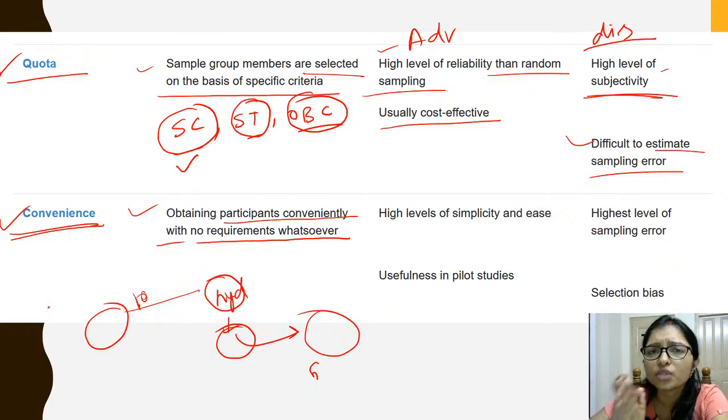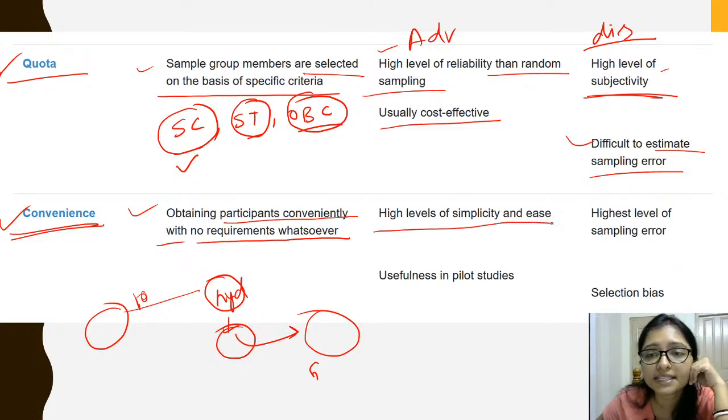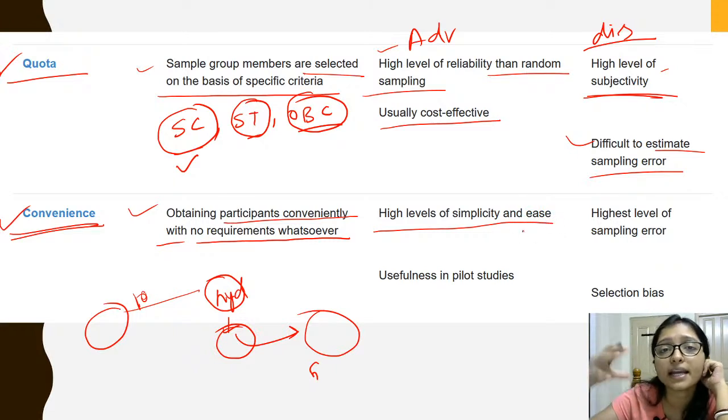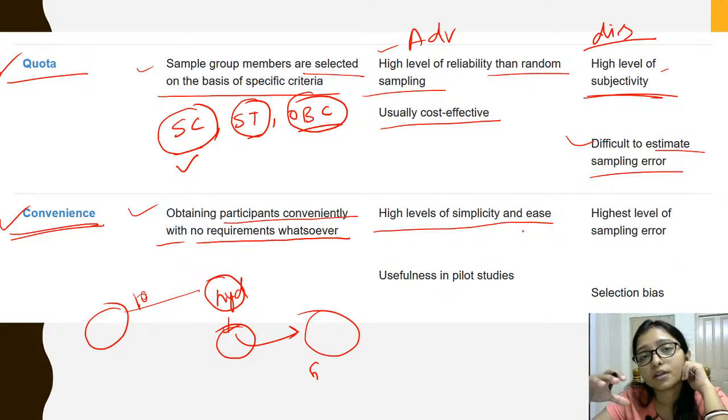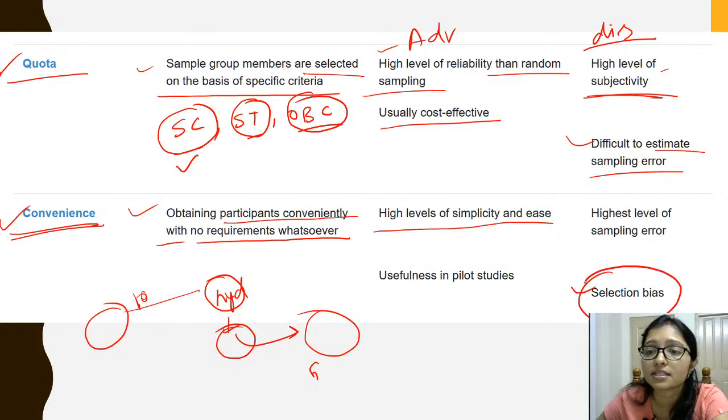So if you do the sampling as per your convenience, then there should be a problem. Maybe the advantage is a high level of simplicity and it is easy. Definitely it is easy because I am taking the sample from my nearby area. It is my home. From my home, in my nearby area, I am taking the sample. That is definitely easy for me. But what are the disadvantages? Because the selection is biased, right? It is according to your convenience you are doing. So definitely it should be biased. Clear? So all the sampling is clear to everyone.